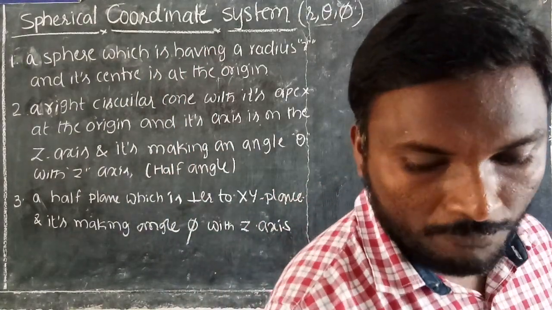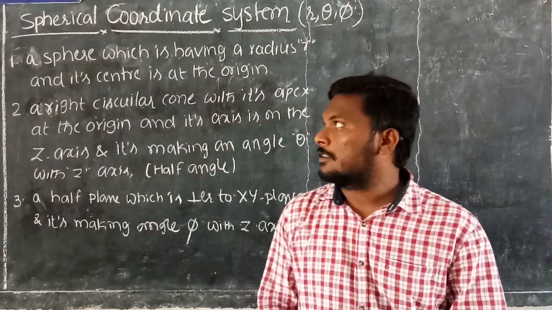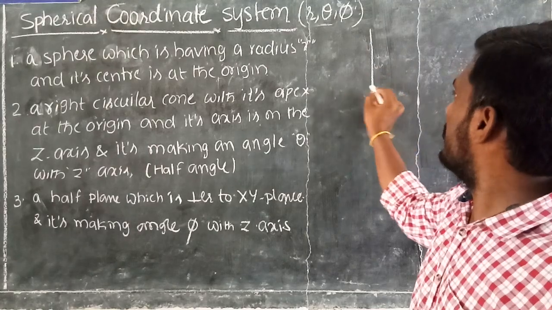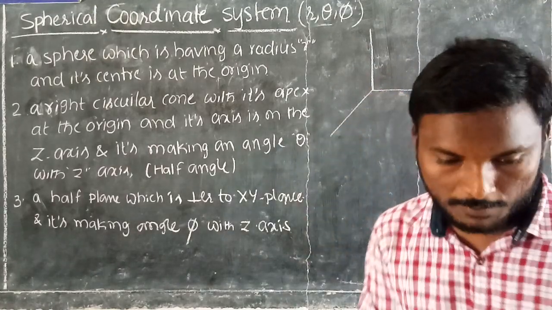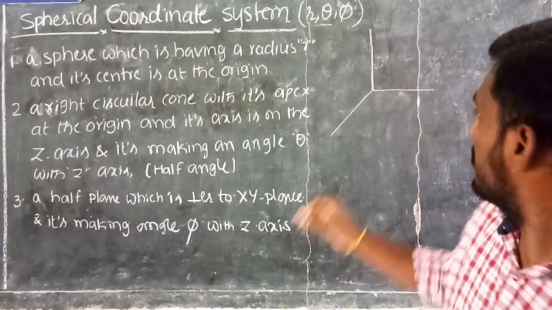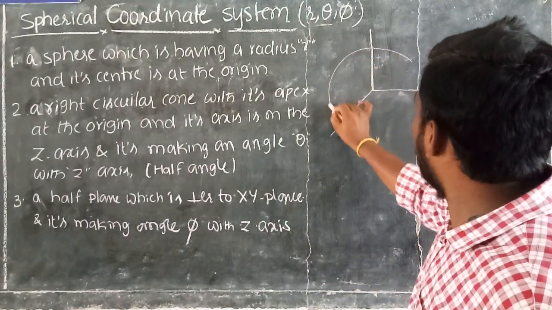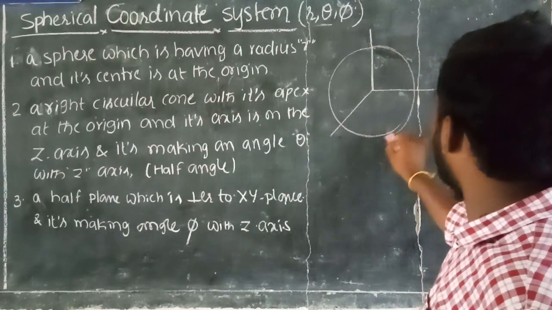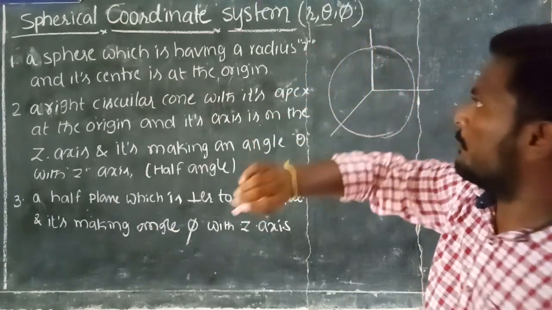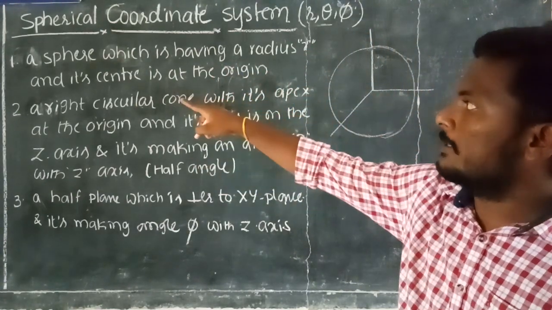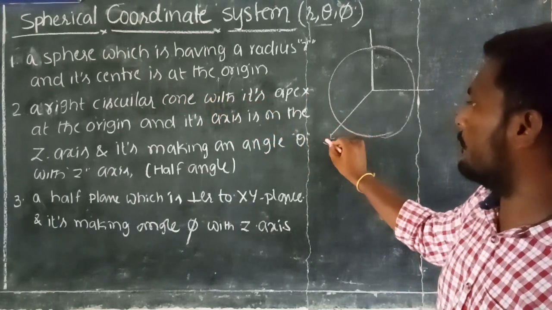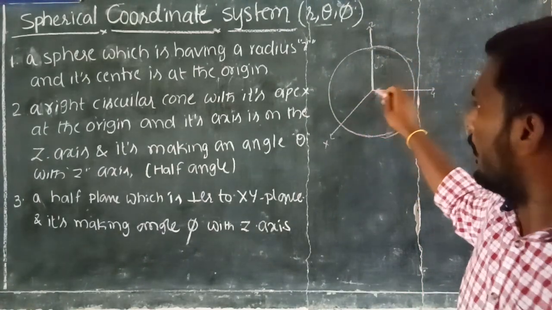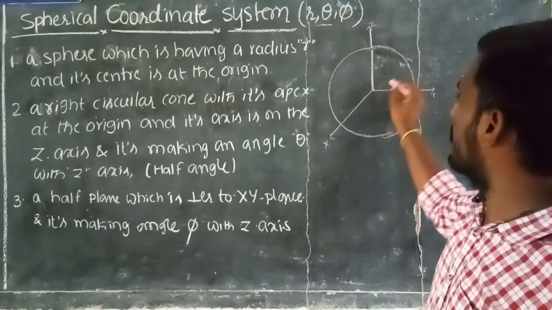So the surfaces which are used to define the spherical coordinate system are a sphere like this, a sphere. A sphere which is having a radius r and its center is at the origin. Origin means suppose if you take x comma y comma z axis, the sphere center should be at the origin and it is having a radius r.